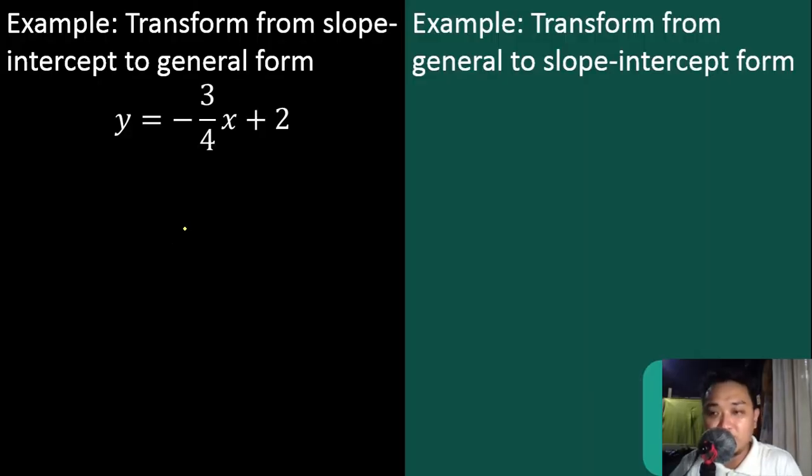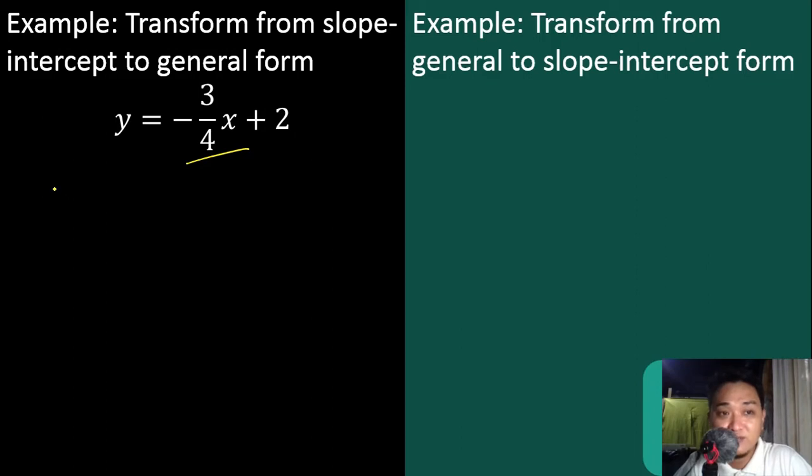Now, let us try to have another example. Let's say we have a linear equation. Y is equivalent to negative 3/4 x plus 2. This equation is in the slope-intercept form. We want to know the general form of this linear equation. All we have to do is to transpose this term to the other side. That is also the same as adding positive 3/4 x to both sides of the equation, or simply transpose that term to the other side.